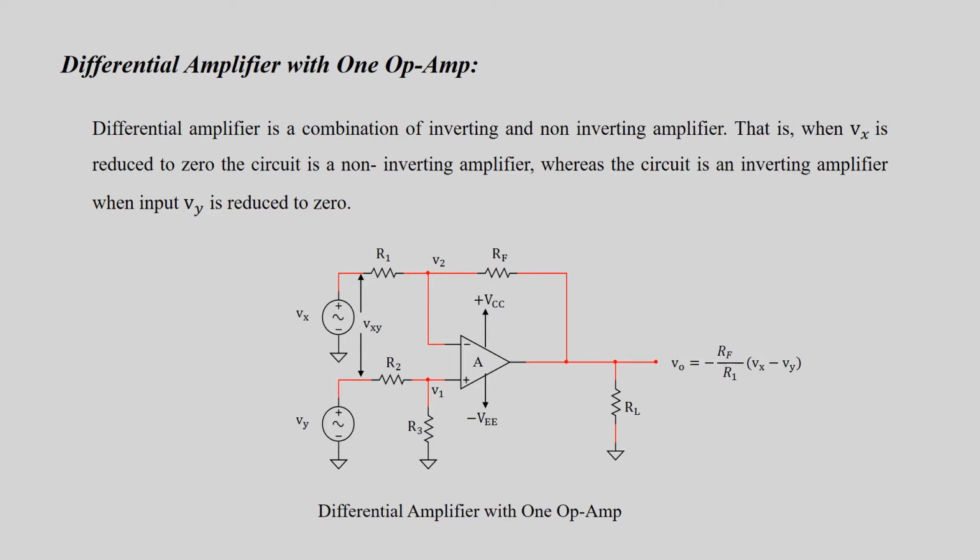So differential amplifier with one op amp. Differential amplifier is a combination of inverting and non-inverting amplifiers. That is, when the Vx is reduced to 0, the circuit is a non-inverting amplifier. So this is when Vx is 0, whereas in this circuit it becomes an inverting amplifier when Vy is reduced to 0.